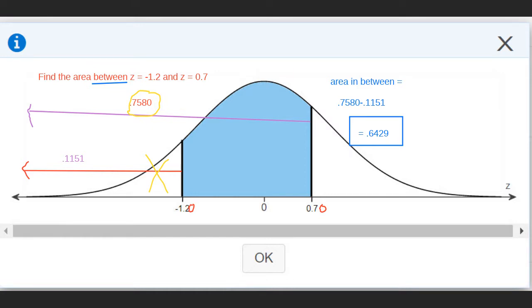Those of you who are left, do any of you have any questions about that? No. Okay, so there's one last kind. So we did one where the area was to the left, one where the area was to the right, one where the area was in between. And then there's one more kind of problem.